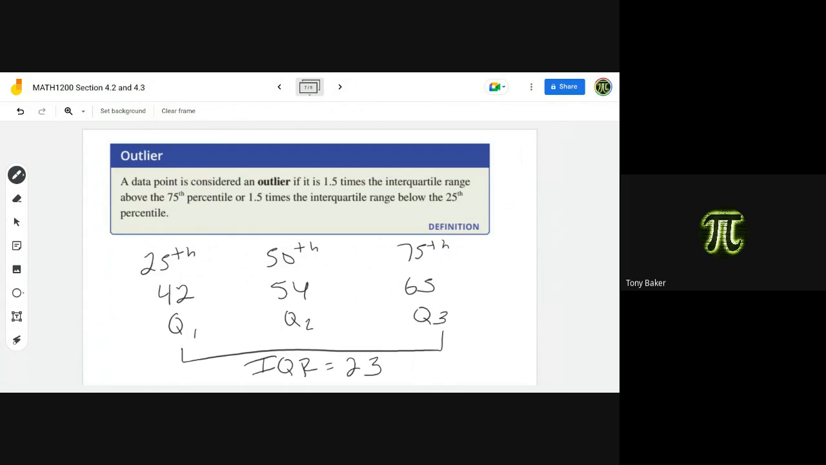So range is from min to max. So in the other one, this one, I think it was 64 because it was 82 minus 18, and there's 64. My interquartile range is just the inner box. How big is that inner box? In this case, it's 23 places. Okay? All right. So according to the definition of an outlier above, it's 1.5 times that. So what's 1.5 times 23?